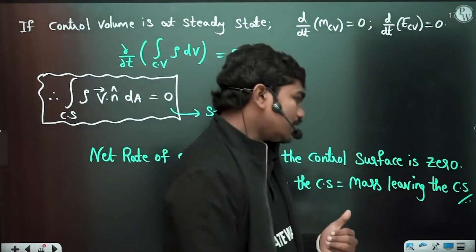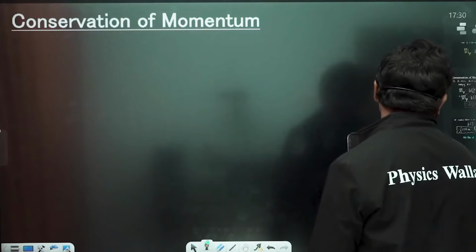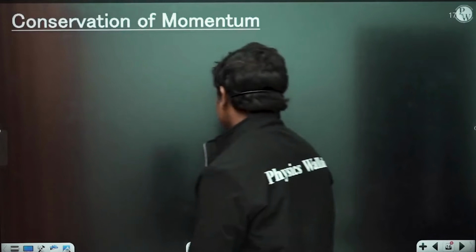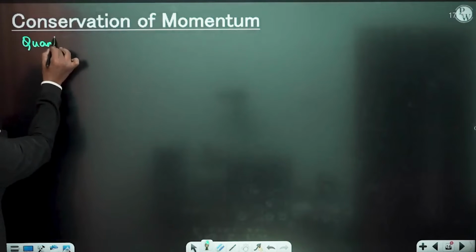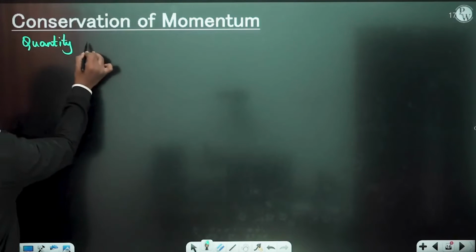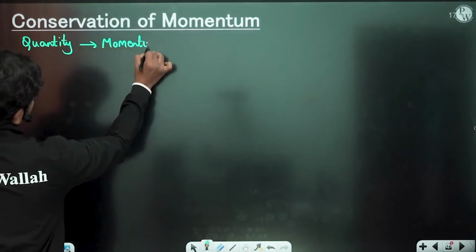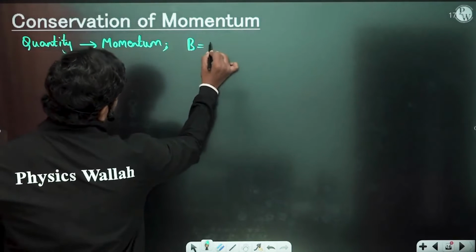Okay, so now let us apply it for the momentum, linear momentum case. Let us see what comes out. Okay, so let us apply for the conservation of momentum. Let us see what comes out. Okay, so the quantity here is momentum, so this implies your B is equal to m times v bar.